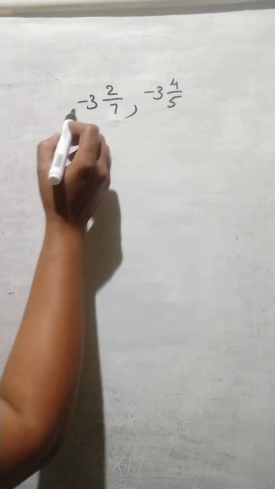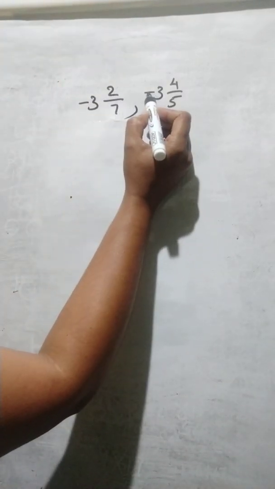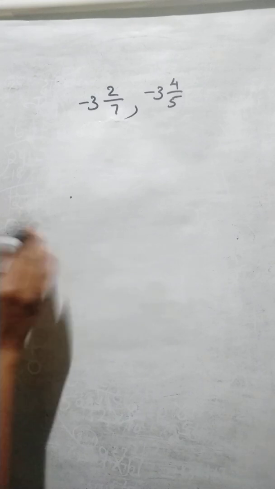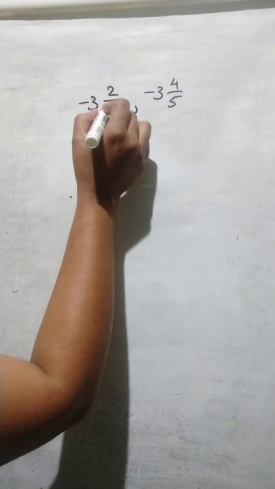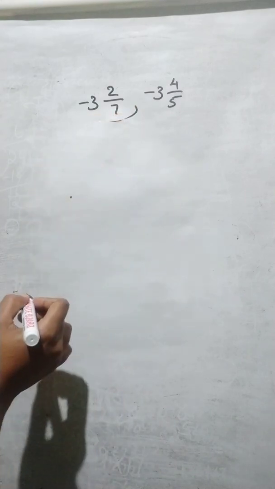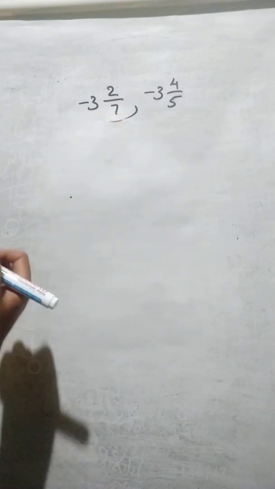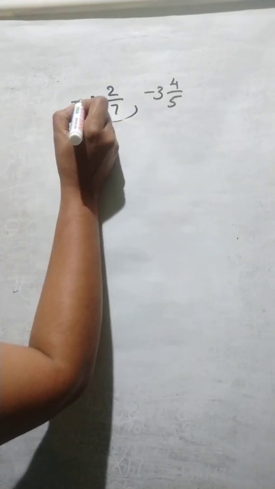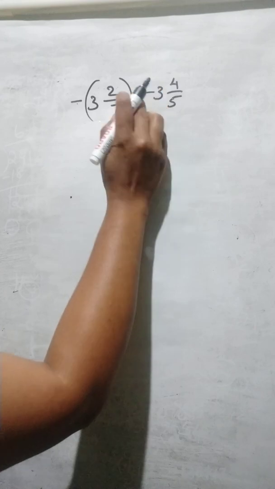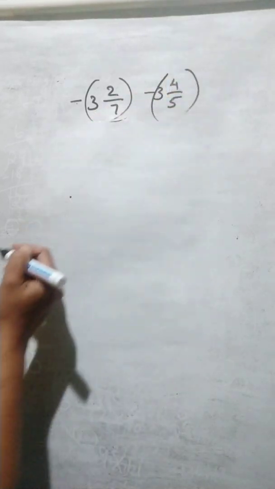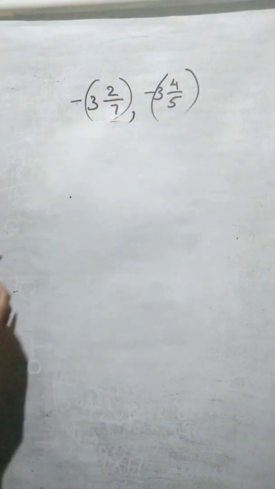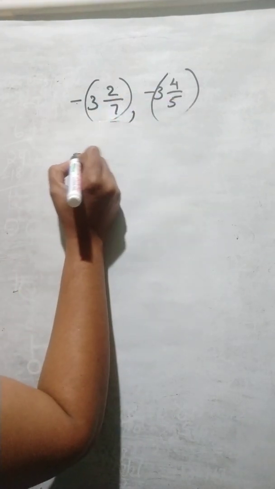Fifth question. Negative 3 2 on 7 and negative 3 4 on 5. How can we know? Here both are negative rational numbers. So we can convert this mixed number into improper fraction. How can we? Here we have to multiply. Negative we don't want to consider now. This negative is common for here and this negative will be here. Okay. Now the next step is we have to convert these two mixed numbers. So negative will be common.